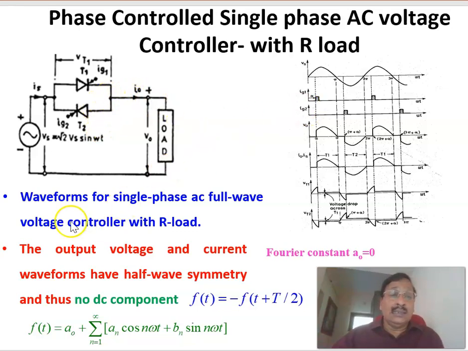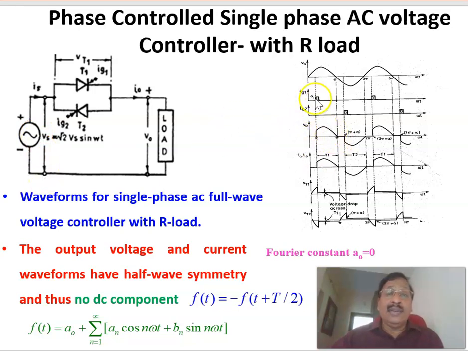And here the waveform for the single phase AC full wave voltage controller with resistive load is shown. This is the input voltage, that is, the voltage at this point with respect to this. Since it is a phase angle control, the firing angle can be controlled here. For example, this is the firing angle for T1, and this is the gating signal for T1, and this is the gating signal for T2.